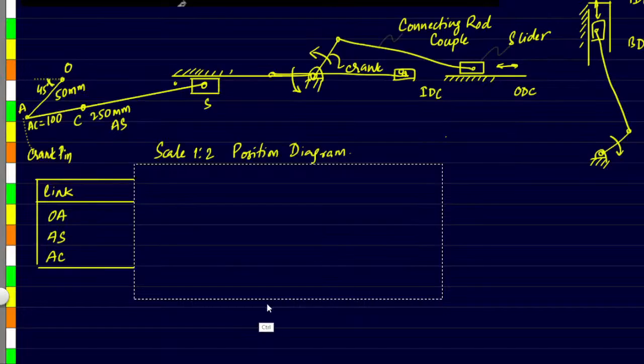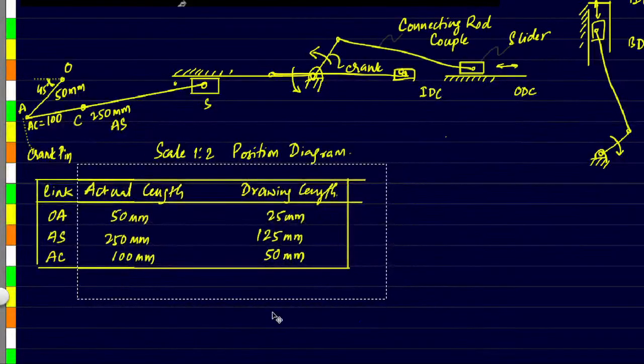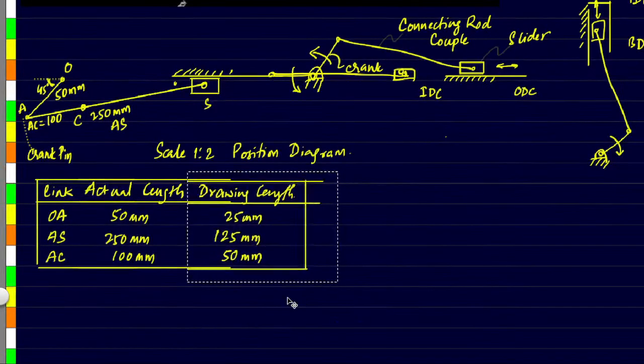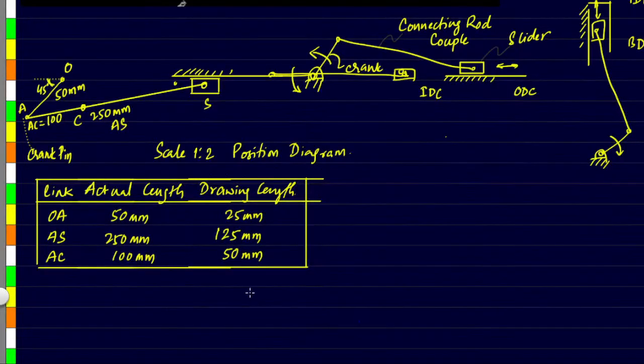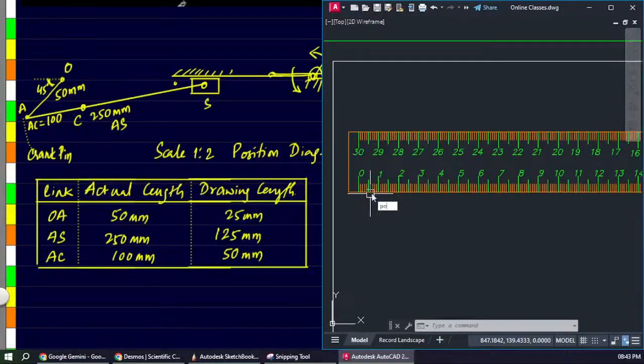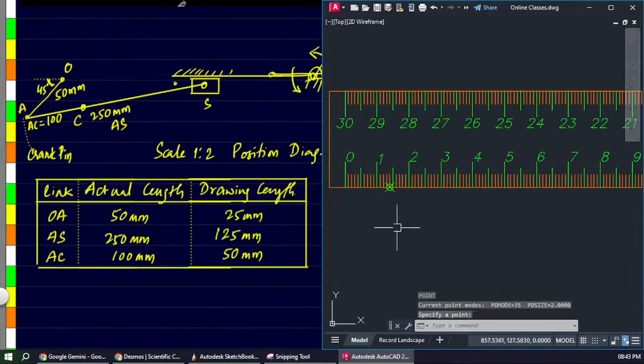So, save some space for moving it here. Let's just separate the width and see what it has. Okay, so we have the table which gives us all the lengths that we need to draw for the position diagram. So let us begin drawing them over here. First of all, we'll have to take a point somewhere. Let's take a point over here.